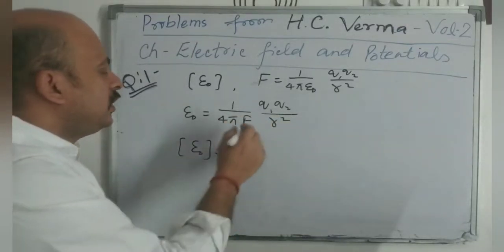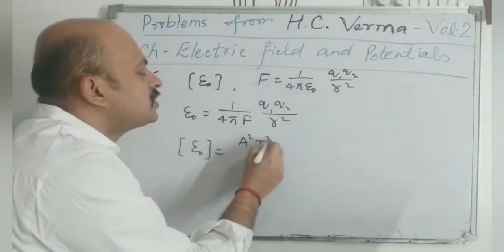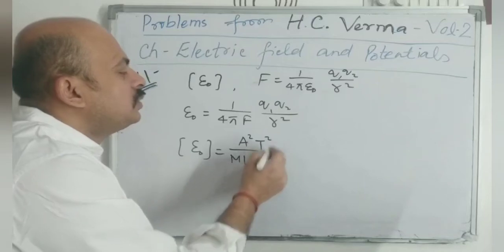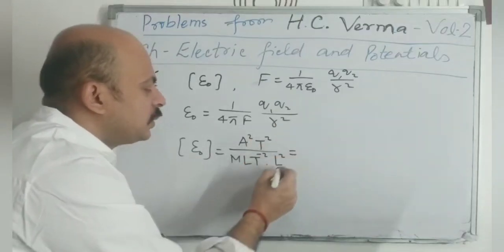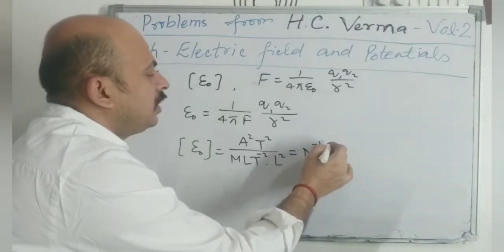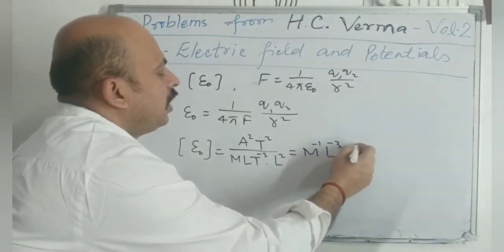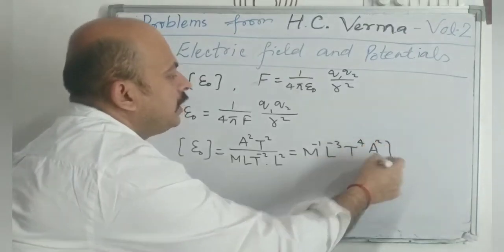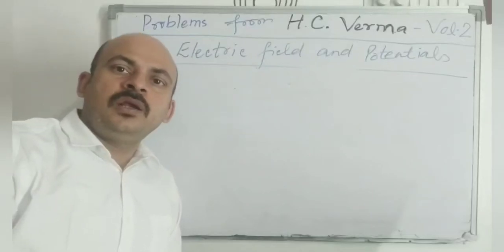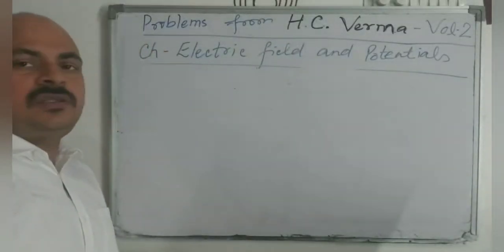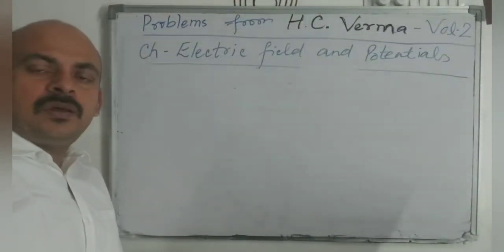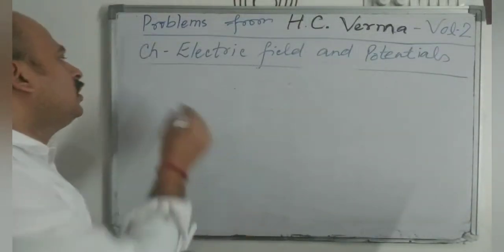They are AT, so A square T square, divided by, for F, MLT to the power minus 2, and for r square it is L square. So M inverse L to the power minus 3, T to the power 4 and A square, that is the dimensional formula of epsilon naught. Because so many questions are given, we'll discuss a few important questions from the chapter. So here we are going to discuss question number 8.